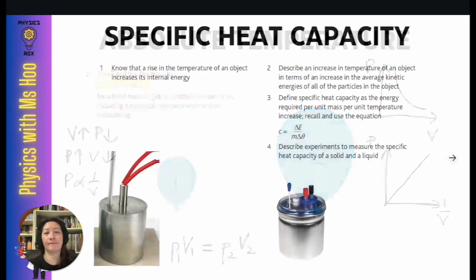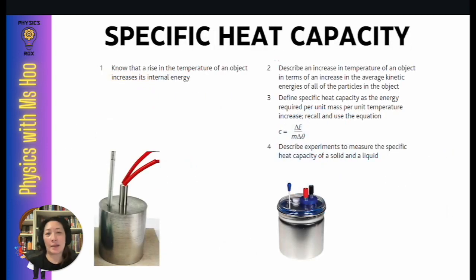Let's move on to specific heat capacity. So what you need to know is that a rise in temperature of an object increases its internal energy. Duh, right? For internal energy, there are actually two types. You have the kinetic energy and the potential energy, which is between the particles. You also need to be able to describe an increase in the temperature of an object in terms of an increase in the average kinetic energy of all the particles in the object. So remember that temperature represents the average kinetic energy of the particles.